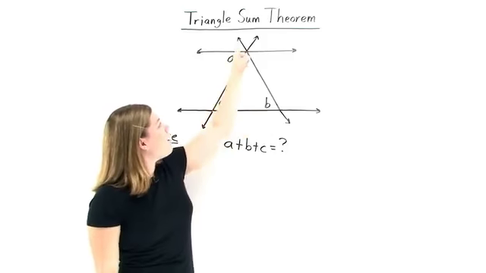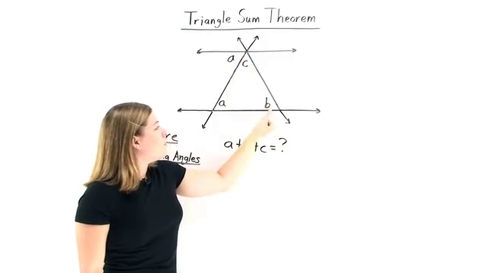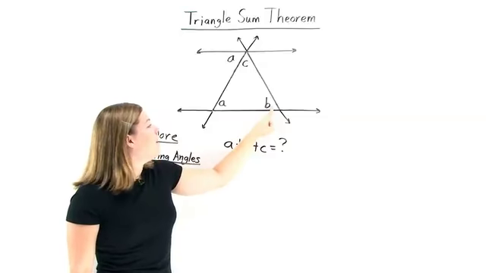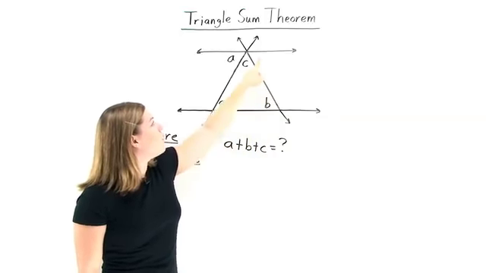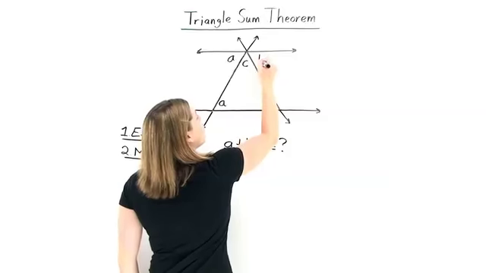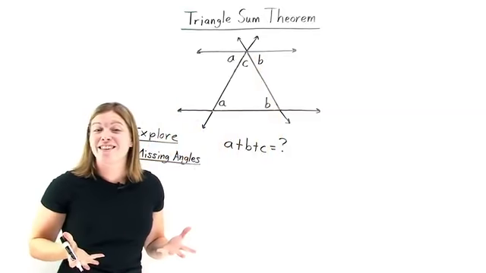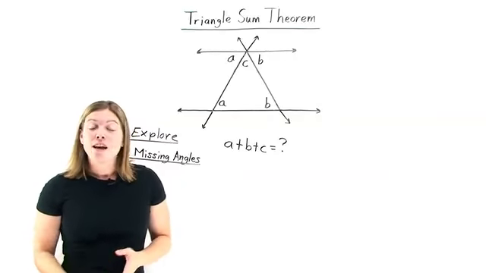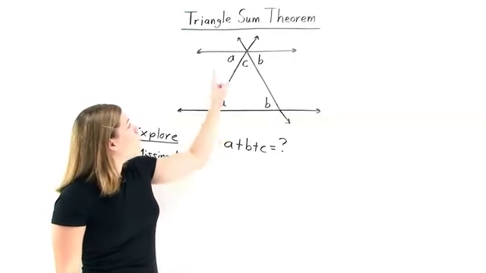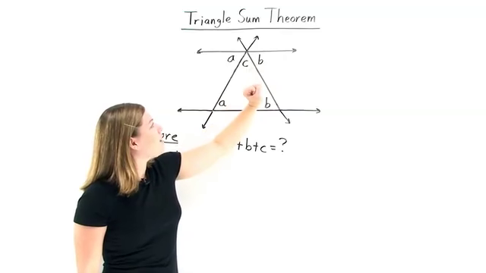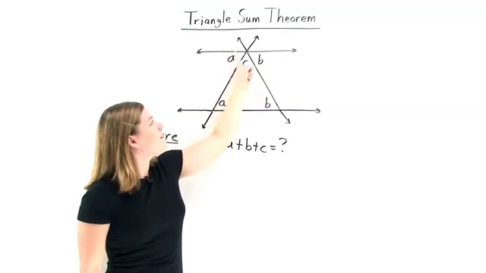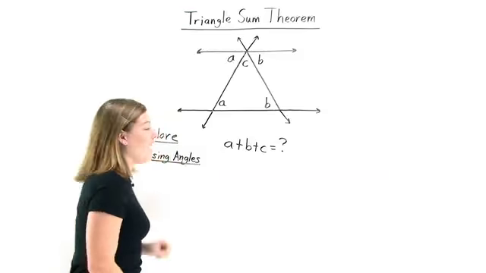Now here we have another transversal. So this angle B right here has an alternate interior angle right here. So these two angles have the same measurement. They're alternate interior angles, so they're congruent. Now look at what happened. We now have the measurement of these three angles. And if we put those three angles together, we get a straight line.